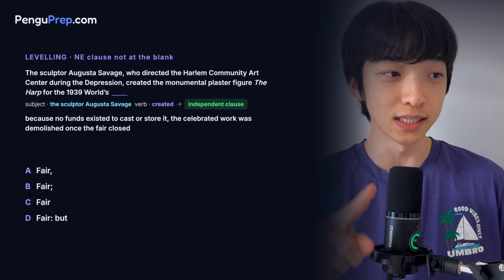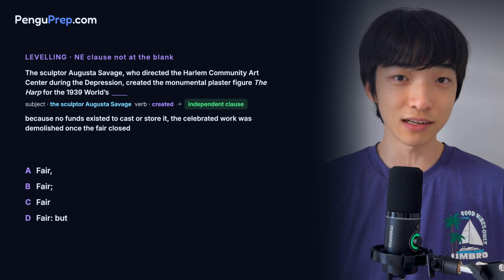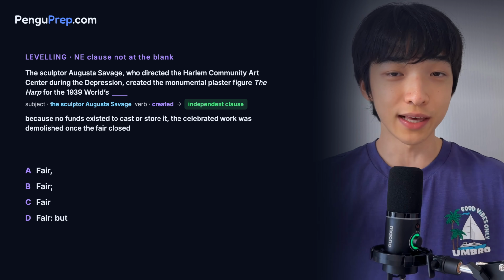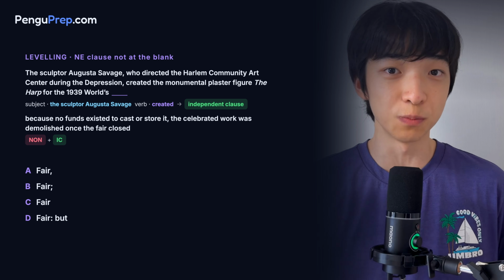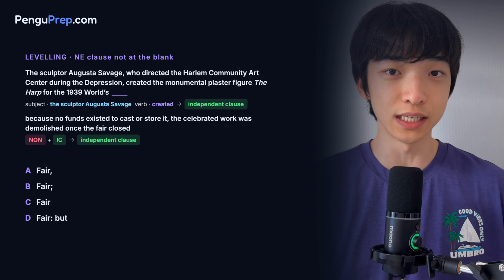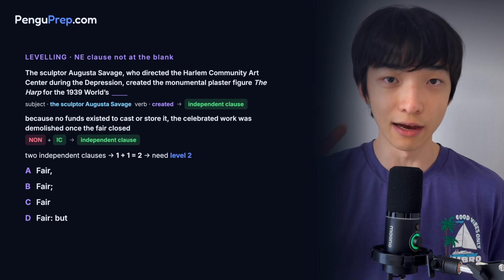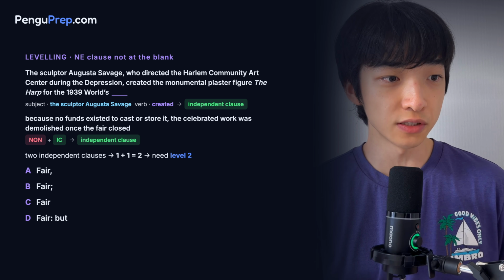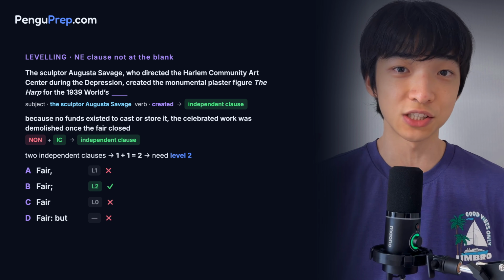Since the first piece is a non and the second is an independent clause and they're linked together by a comma, we can consider the whole second piece to be an independent clause. Now since we have two pieces that are independent, we need 1 + 1 equals a level 2 punctuation. Going through the options, the only thing that supplies that is answer choice B.